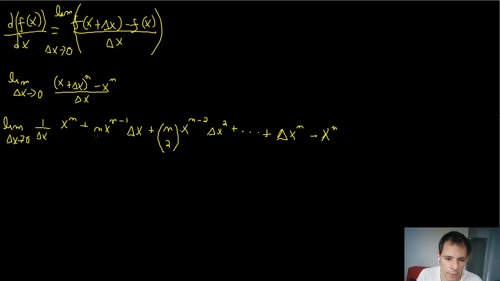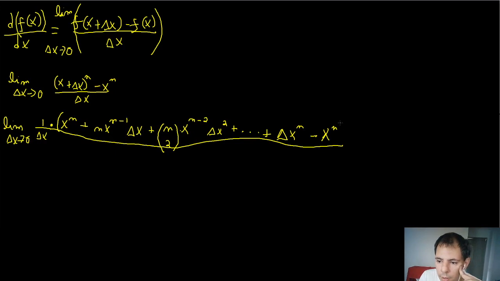So all this, right, is being multiplied in here. I know it's a mess, but it works. Being multiplied in here by 1 divided by delta x, which is this one here, right? Now here's what we're going to do. You have, let me put a multiplication here, like this. What do you have here? You have x to the n minus x to the n, so these two cancel out, okay?